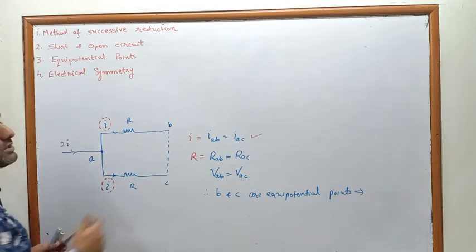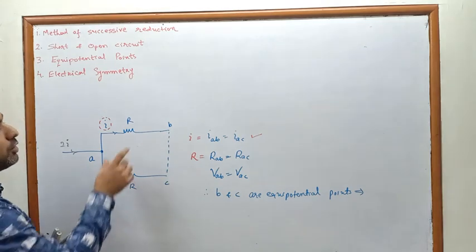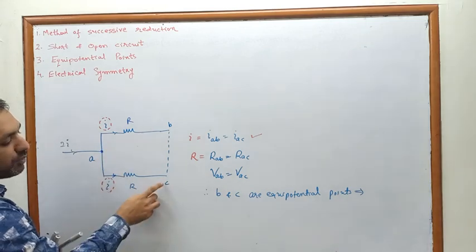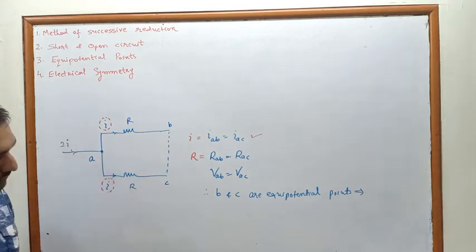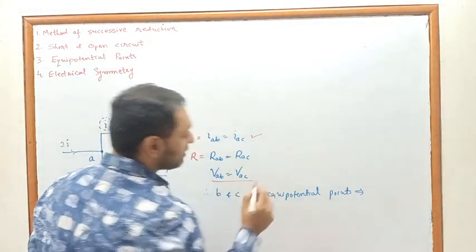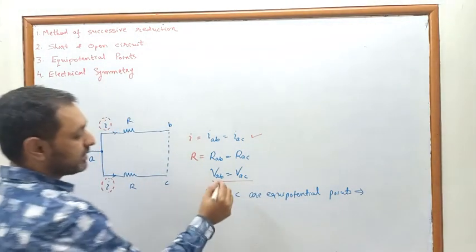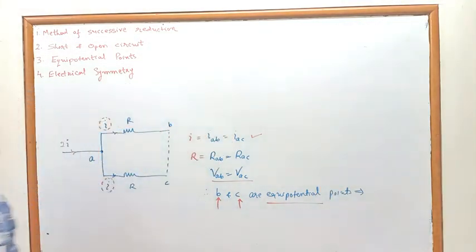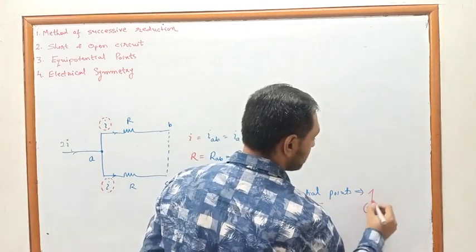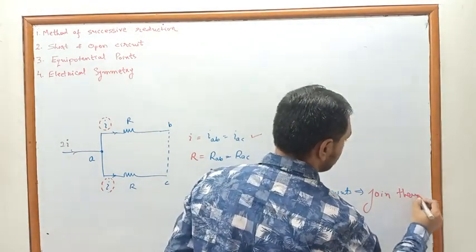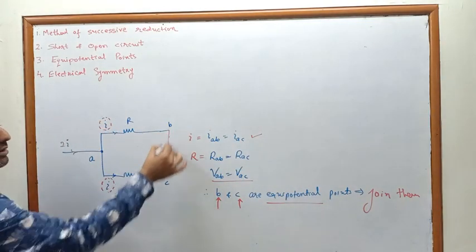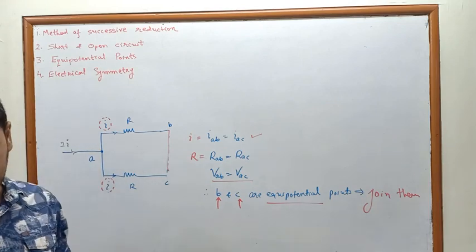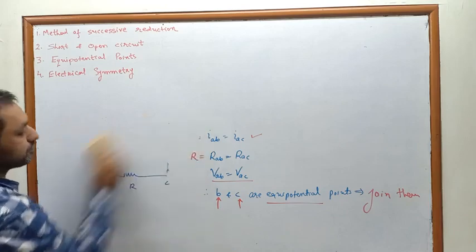In that case, obviously if I and R are same, then potential difference between point B and A, as well as potential difference between C and A, are same. If VAB is equal to VAC, then point B and point C are equipotential points. In that case, you can join them, and then you can find the equivalent resistance of the given circuit. Let us discuss one example.